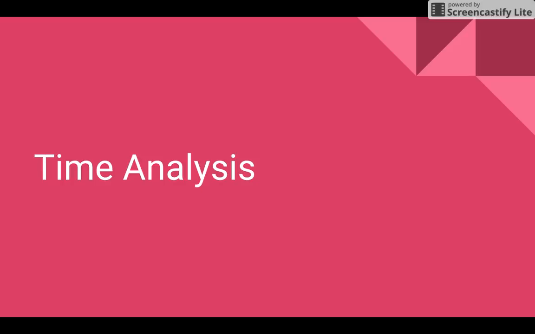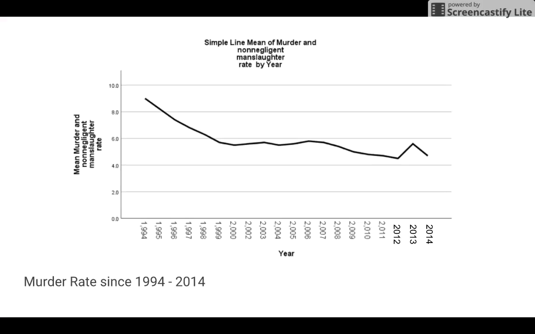The first thing I'm going to talk about is time analysis, and the first crime I am going to go through is murder. I want to give you the lowdown of how the rate works: it's out of every 100,000 people in the population of the United States. For example, in 1994, the rate was about 9. That means that out of every 100,000 people, 9 of them murdered someone.